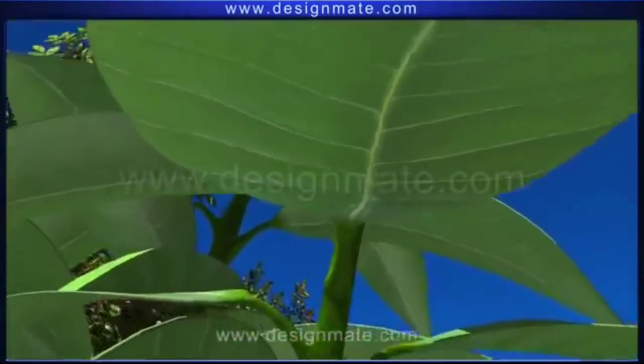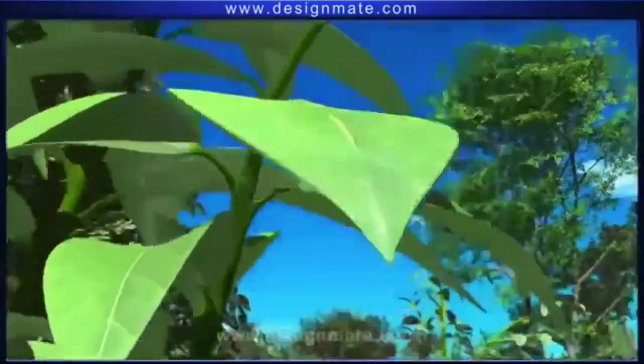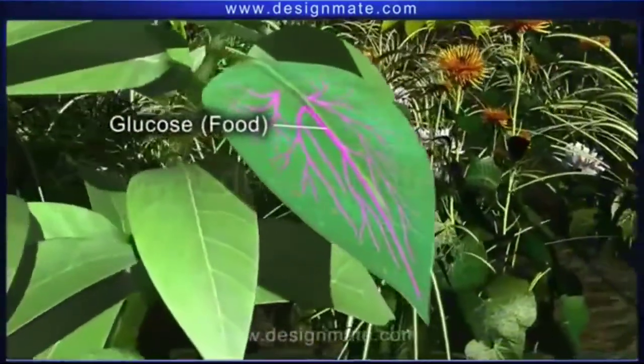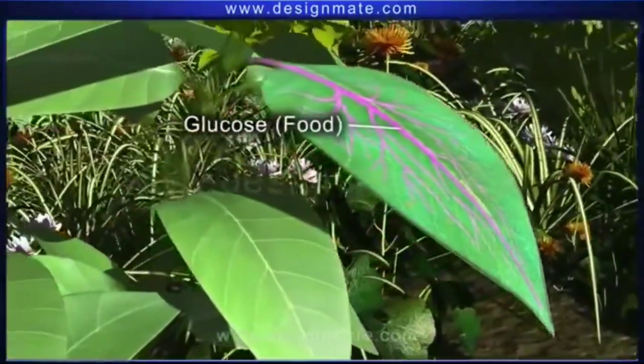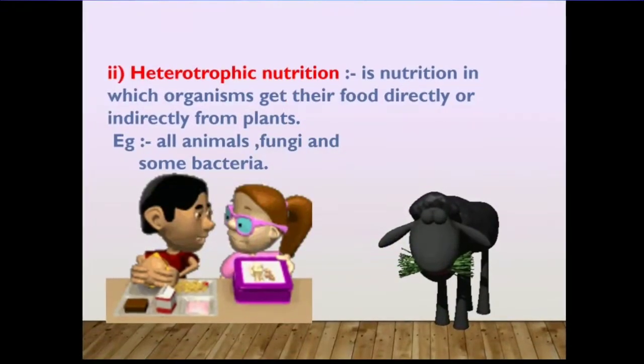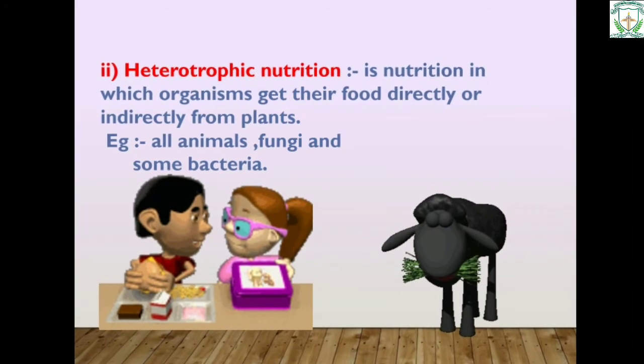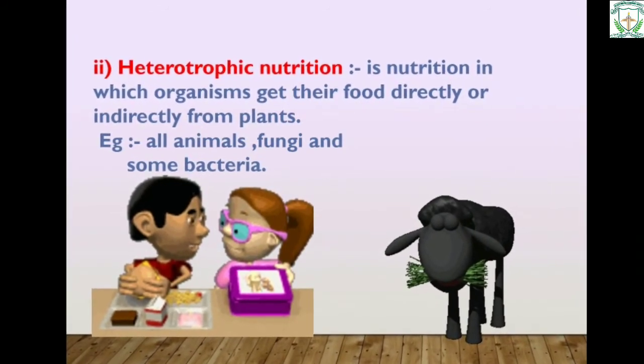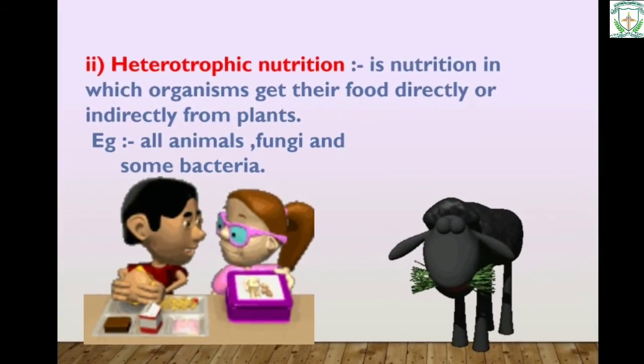So, during photosynthesis, oxygen is given as the life-sustaining gaseous component of the atmosphere, while glucose or food is transported to all parts of the plant and used for growth. So far, we have discussed autotrophic nutrition. Now, we are going to discuss heterotrophic nutrition.